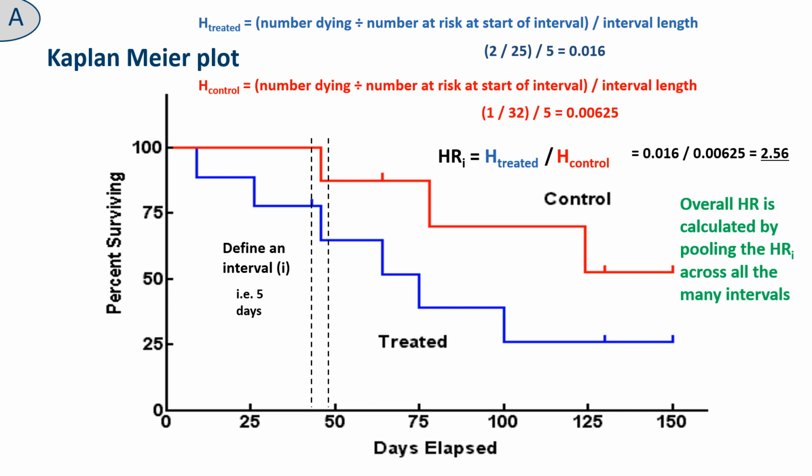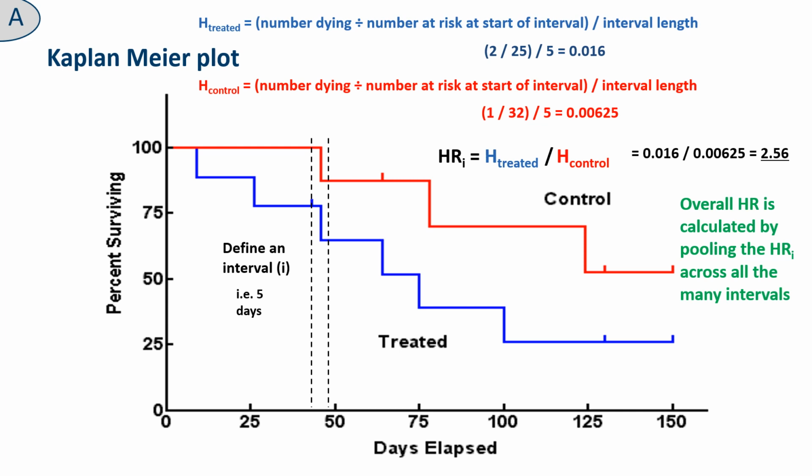But actually, the overall hazard ratio shouldn't be that different to the hazard ratio in any particular interval, because one of the assumptions of doing this kind of analysis is that the hazard ratio doesn't really change too much over time. I think it's called the proportional hazards assumption. It's quite an important assumption, but I won't go into that too much.